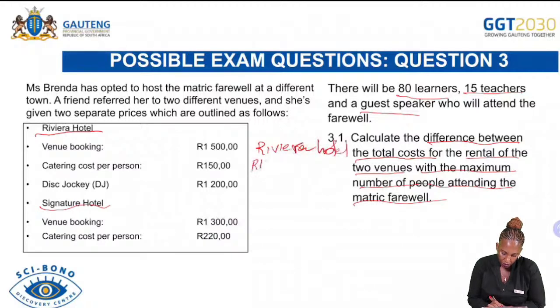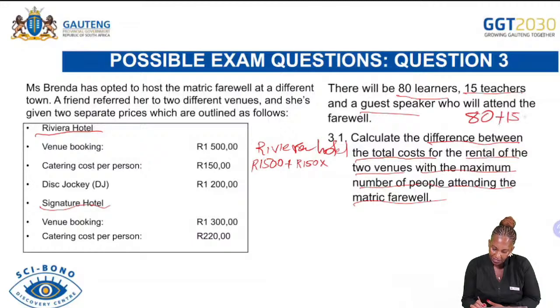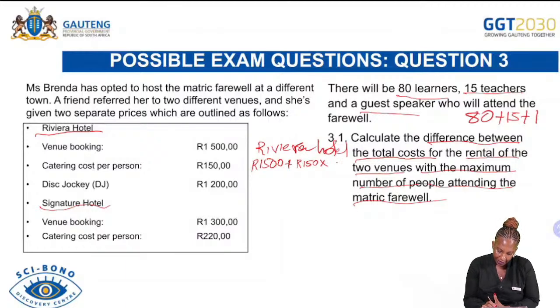The cost there, it will be 1,500 for the venue, plus 150 multiplied by how many people in attendance. Let's quickly add them here. It is 80 learners plus 15 teachers plus a guest speaker. How many all in all? It is 96. So we have to multiply. And then now remember also the DJ. We also have to add the DJ's amount there to the value of 1,200.